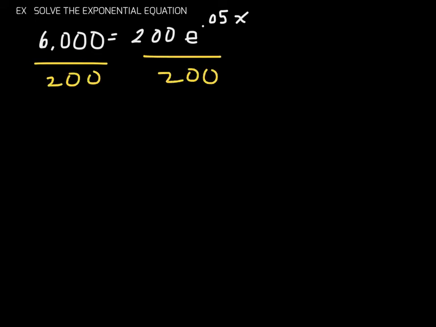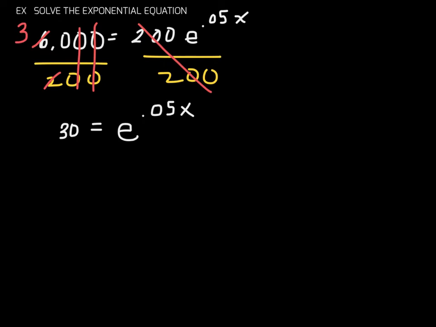Cool. The 200s are gone. Now look at this. Kill some zeros. And then just divide 2 into 6. How many times? 3 times. Good job. So then when you do the division, the arithmetic, you get 30 on the left-hand side is equal to just e raised to the power of 0.05x.